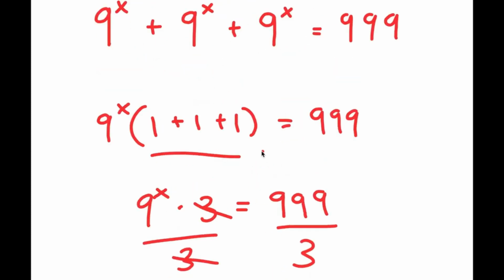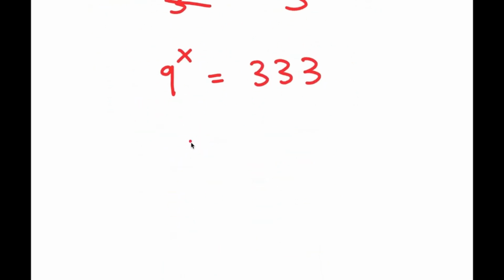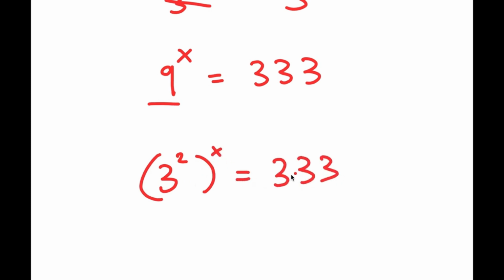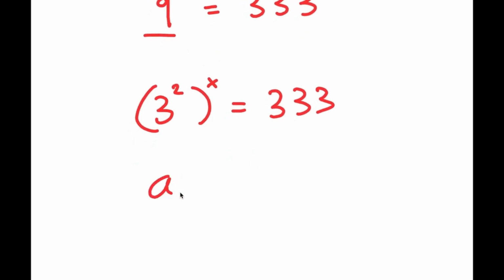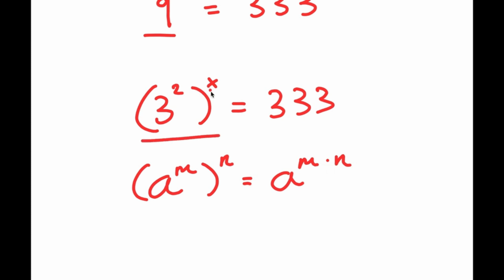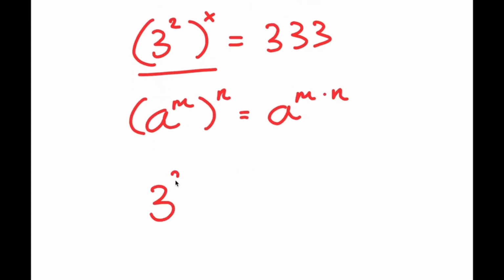So now we have a much simpler equation from what we started with. So now to solve this, what I'm going to do is rewrite 9 as 3 squared. So now I have 3 squared to the power of x is equal to 333. And if I have something in the form a to the power of m to the power of n, this is equal to a to the power of m times n. Meaning 3 to the power of 2 to the power of x is equal to 3 to the power of 2 times x, which is just 3 to the power of 2x. So now this is equal to 333.